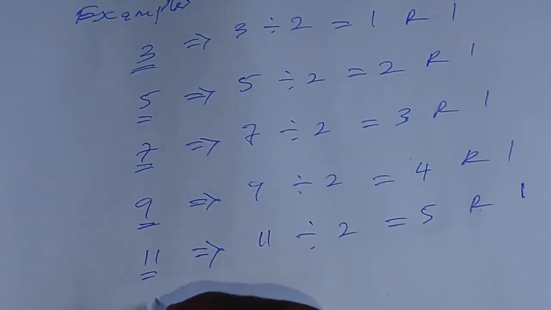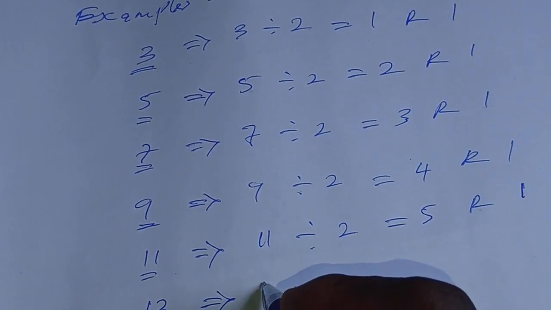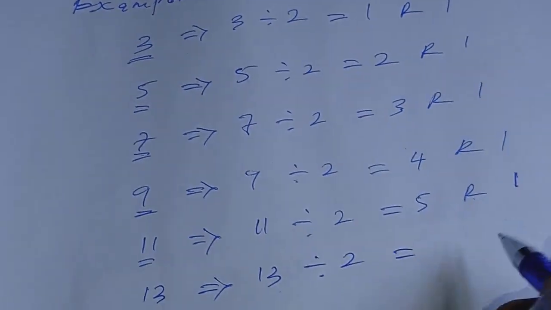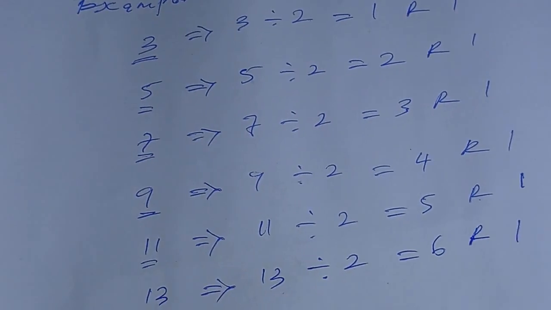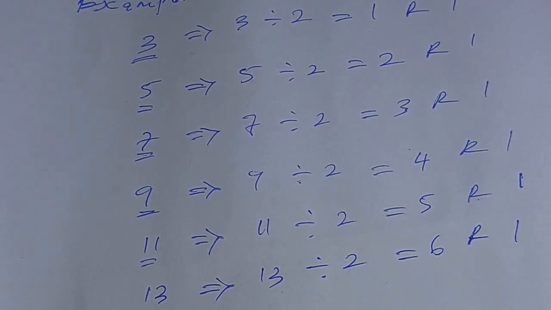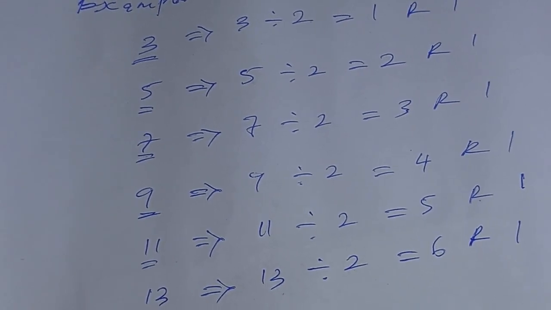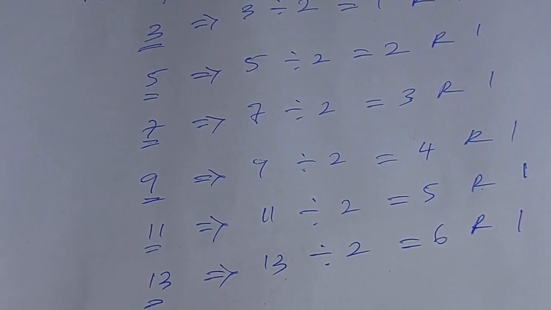Maybe let's add 13 to the mix. 13 is an odd number because 13 divided by 2 will give us what? 6, remainder 1. You see that now? It will result in 6 remainder 1. 2 times 6 is 12, and then remainder 1 to make it 13. So 13 is also an odd number.